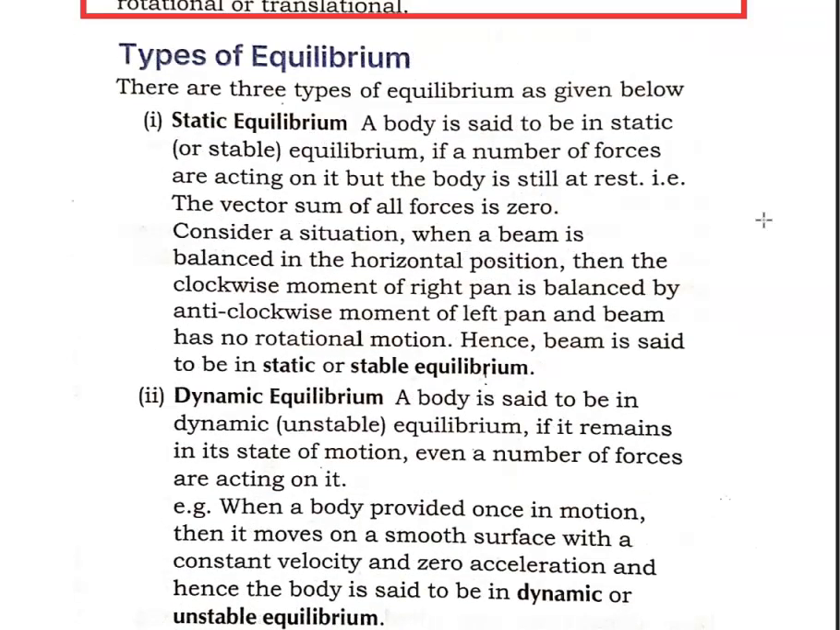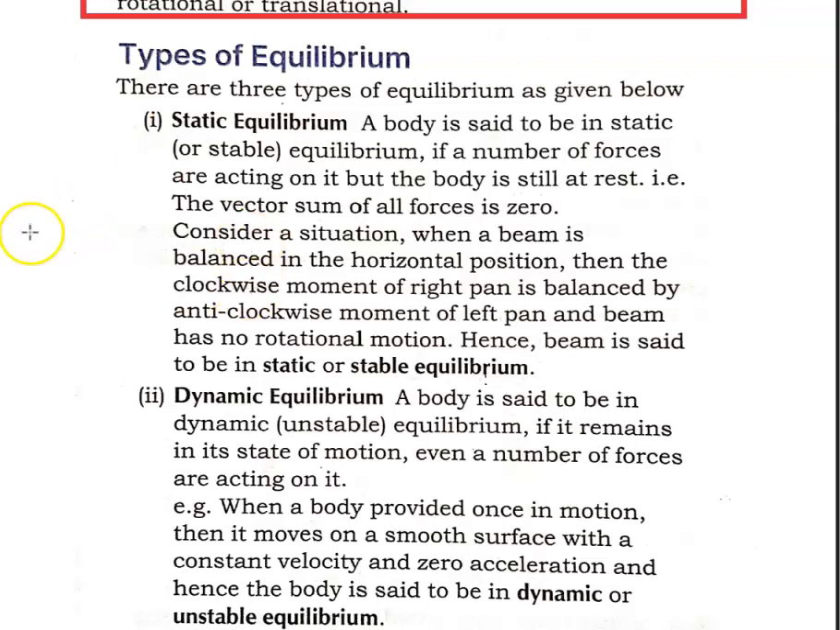First one, static equilibrium. Remember, static means stable. A body is said to be in static equilibrium if a number of forces are acting on it, but the body is still at rest. Like I told you last time, if an object is in equilibrium, do not think that there are no forces acting on it. There are a number of forces acting on it, but the forces are acting such that the object is still at rest. In that case, the vector sum of all the forces acting on the object is zero.